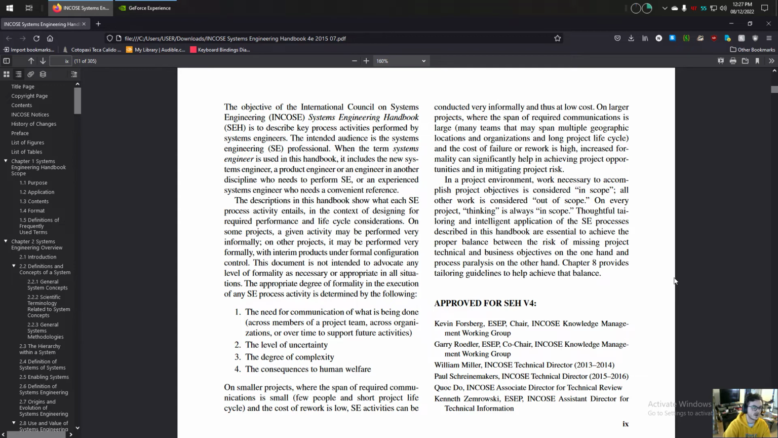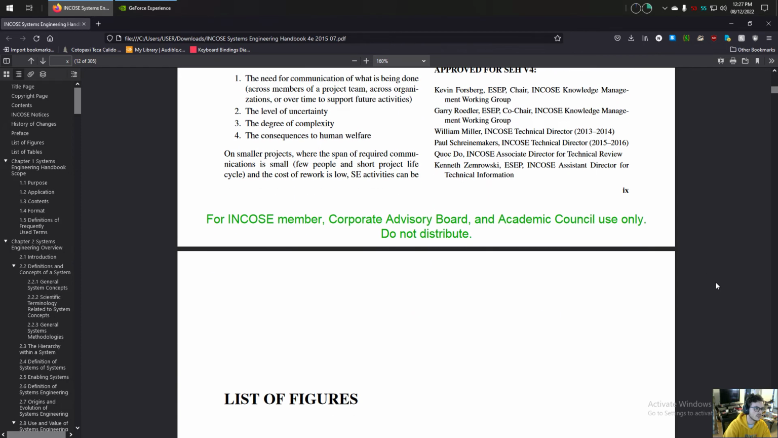In a project environment, work necessary to accomplish project objectives is considered in scope. All other work is considered out of scope. On every project, thinking is always in scope. Thoughtful tailoring and intelligent application of the SE processes described in this handbook are essential to achieve the proper balance between the risk of missing project technical and business objectives on the one hand, and process on the other hand. Chapter 8 provides tailoring guidelines to help achieve that balance.